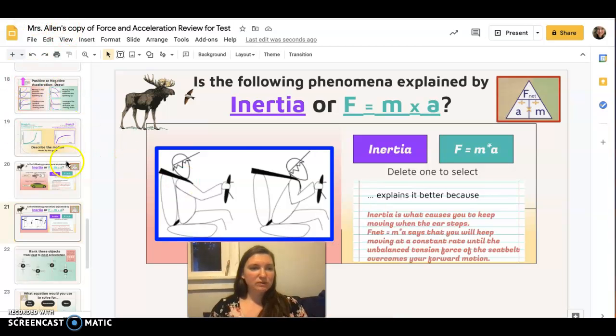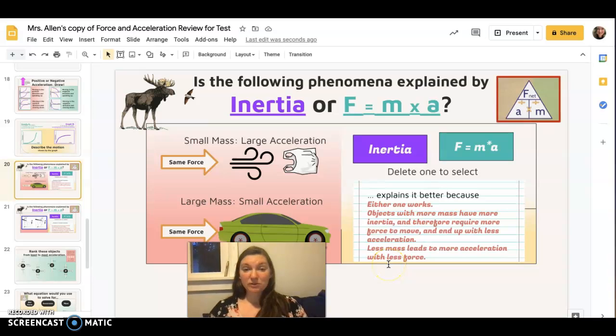Okay, so I wanted to read you the final answers that I wrote here. So for this first one, you can explain it either way. Objects with more mass have more inertia, and they require more force to move and have less acceleration. So that's kind of both of those things wrapped up in one. Less mass leads to more acceleration with less force. So these two concepts are very much interrelated. And it all has to do with how much mass the object has, whether it's going to require more force or less.